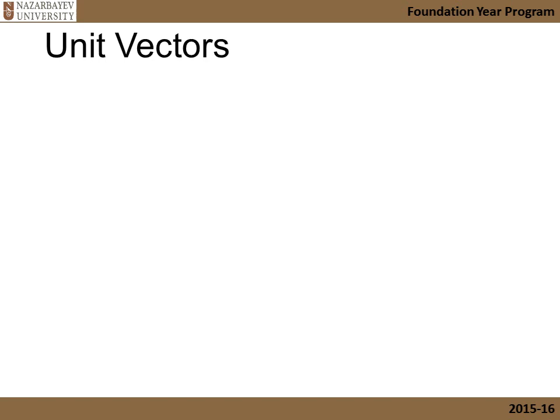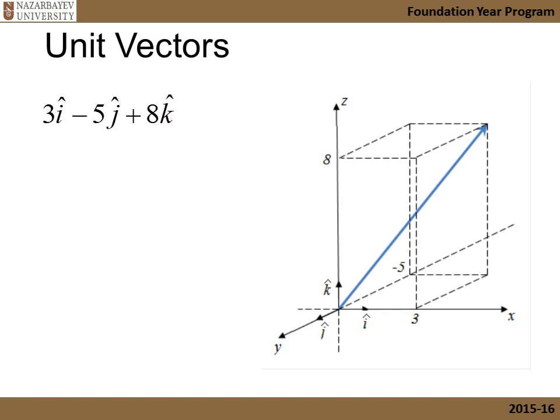Let's take the vector from our previous slide, 3i minus 5j plus 8k, and we can sketch it in our 3D space, so we can see our coordinate system x, y, and z, and we can see the unit vectors i, j, and k that correspond to the directions of the x-axis, y-axis, and z-axis. And our blue vector has the coordinates 3, minus 5, and 8.